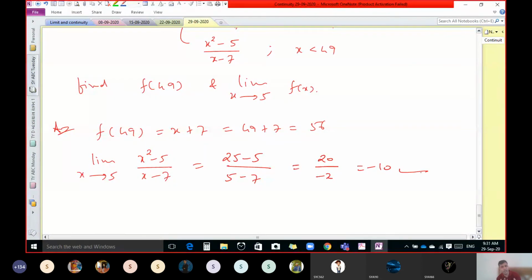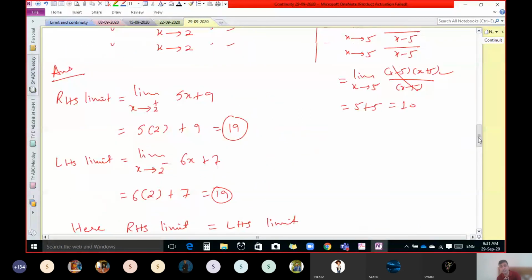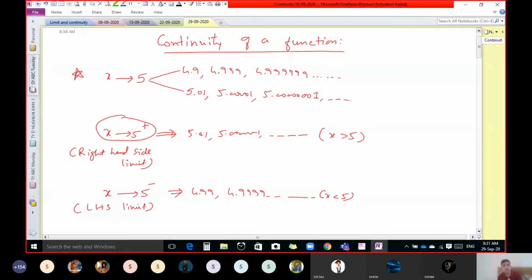I think this is more than enough for today. This is the point we require to get the idea about the continuity of the function. It is not the part of limit, actually it is a part of continuity. So next lecture onwards, we will start continuity in a proper form.